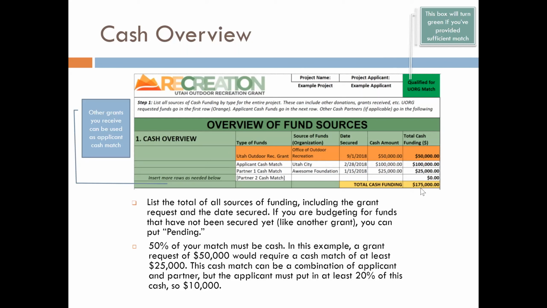In this case, $175,000. Pay attention to this green box up here. It'll turn green if you've provided sufficient match, or it'll be red if not. Other grants you receive can be used as applicant cash match, so keep that in mind.